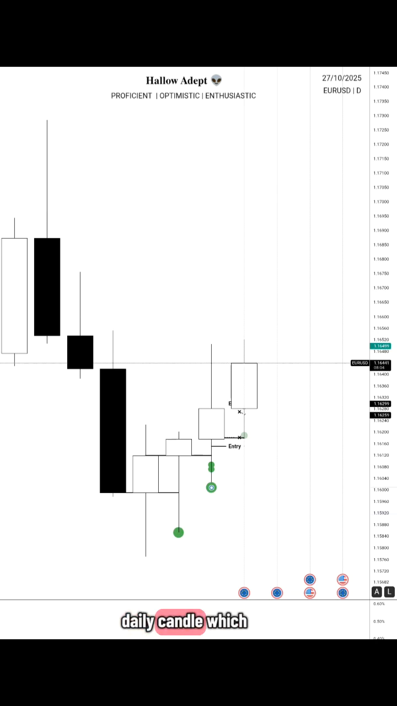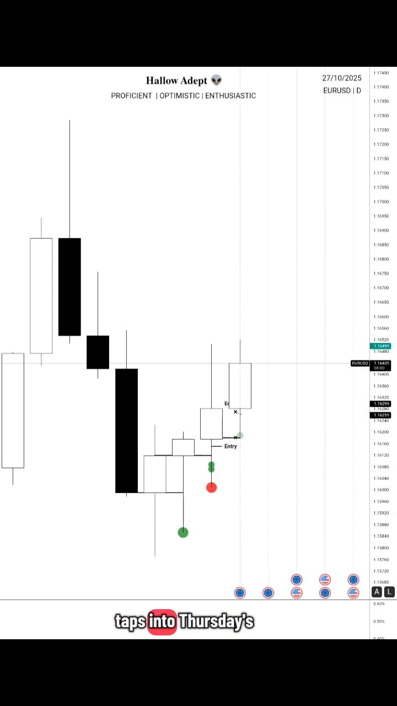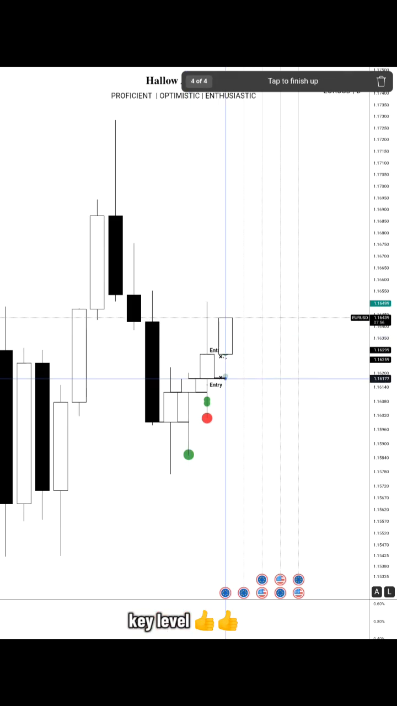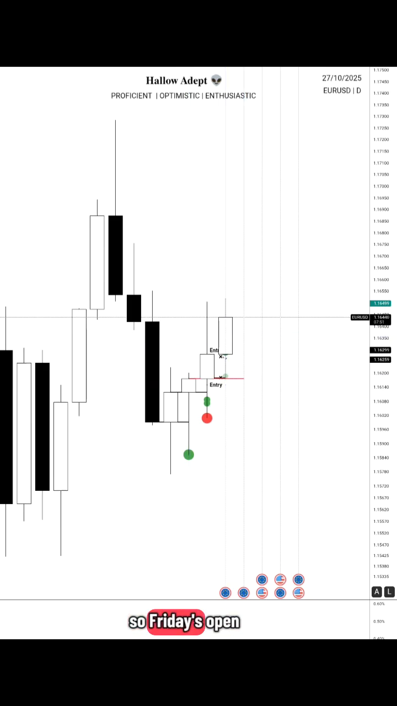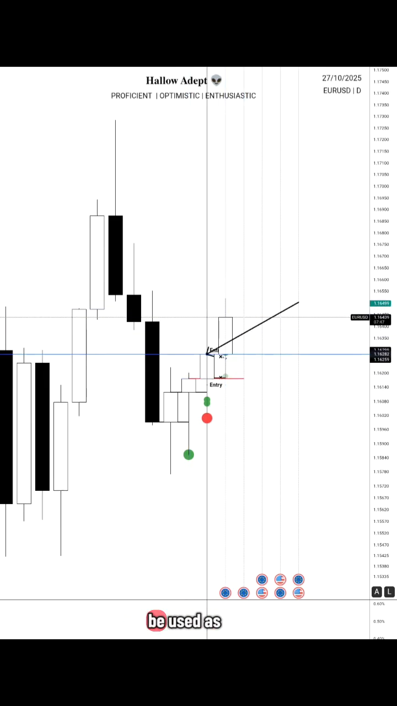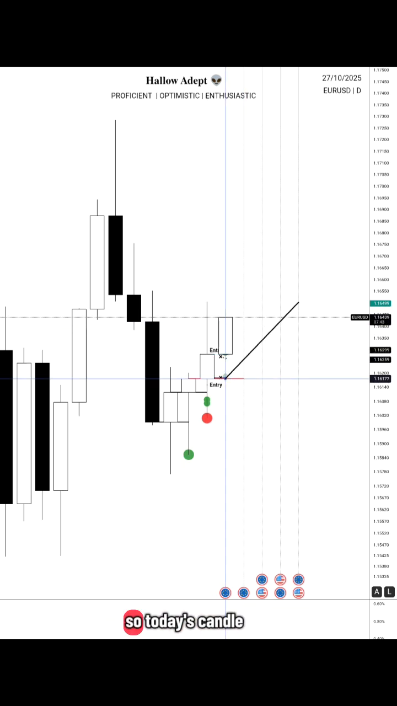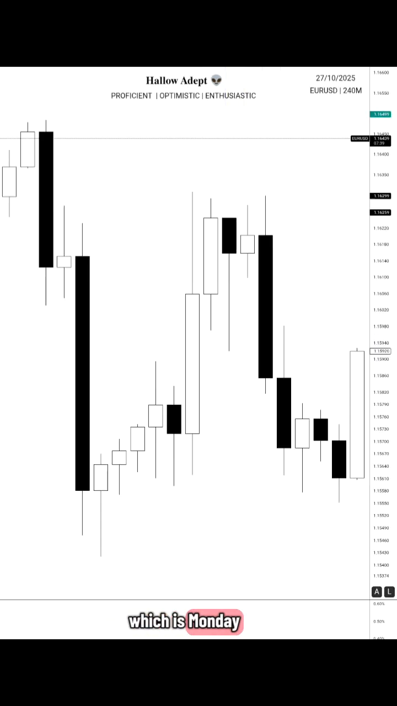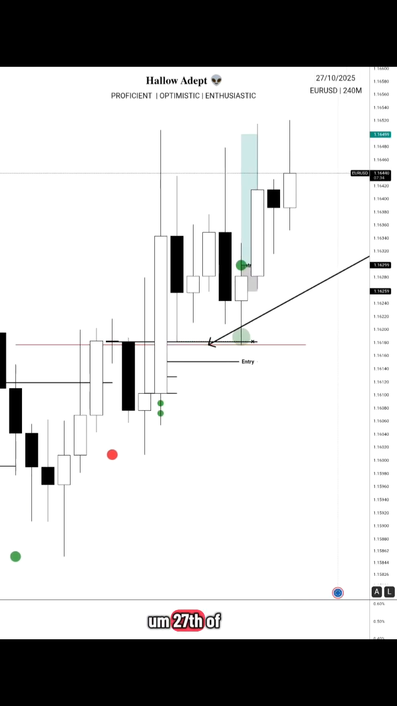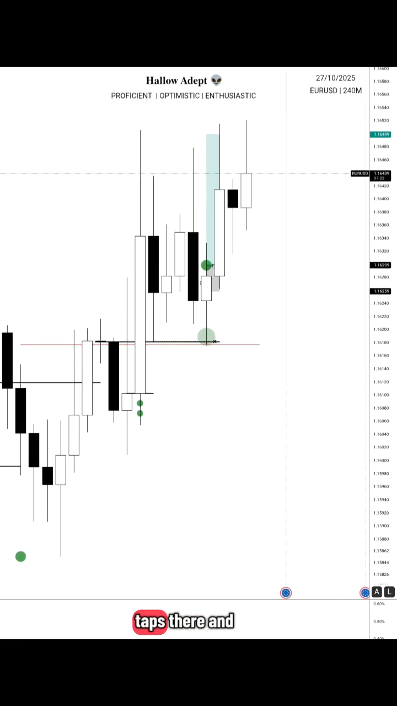So the next daily candle, which is Friday last week, taps into Thursday's open and close key level, right? So Friday's open and close key level will now be used as an entry point, right? So today's candle, which is Monday, 27th of August, taps into the Friday open and close key level, right? It just taps there and started moving.